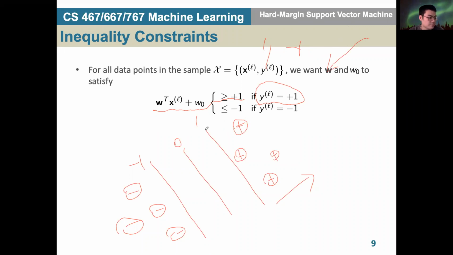Now let's look at the other side, because there's nothing in between. The other side basically says if you want to be on the other side of the line, this thing should be less than or equal to -1. But in the meanwhile, your y is also negative. So this is the negative sign, so your y is negative.